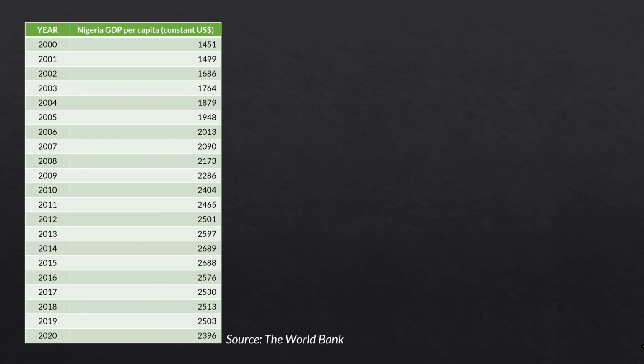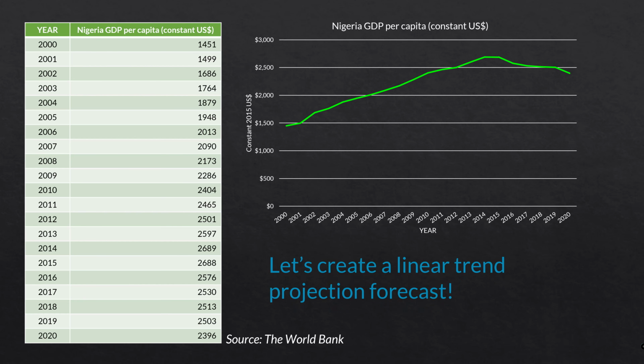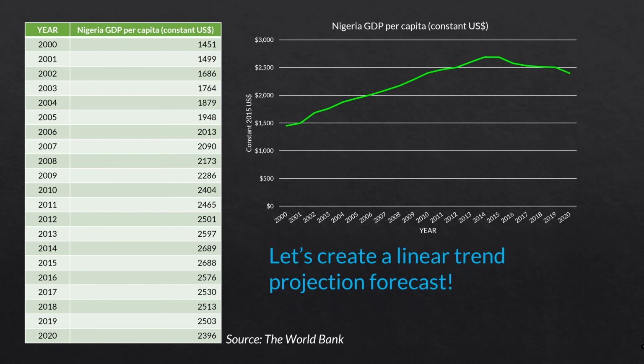Let's get started. So here's the data we've been using in this series. It is Nigeria's GDP per capita from the year 2000 all the way up to the year 2020. If we graph it, it looks like this. We can see a very sharp increase from the year 2000 all the way up to the year 2014, 2015. It almost doubles during that time, and then sort of flattens off from 2015 out through 2020. So using this data, let's create a linear trend projection forecast that may look something like this.